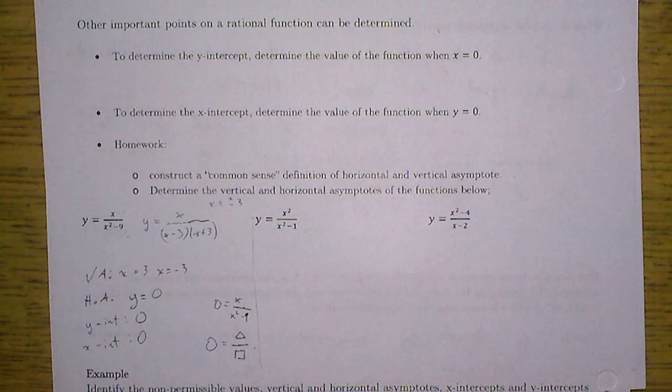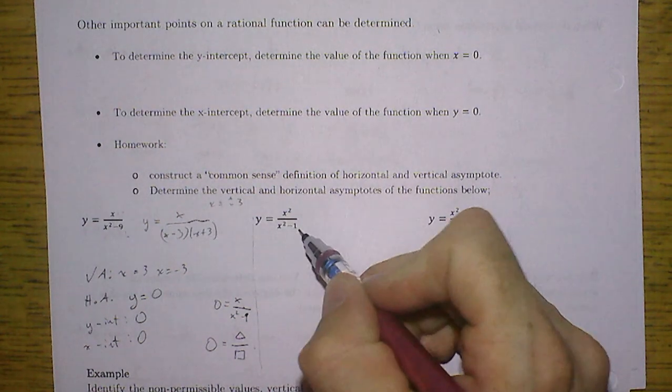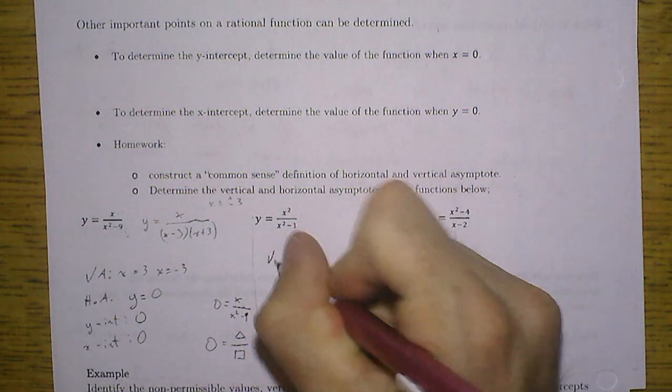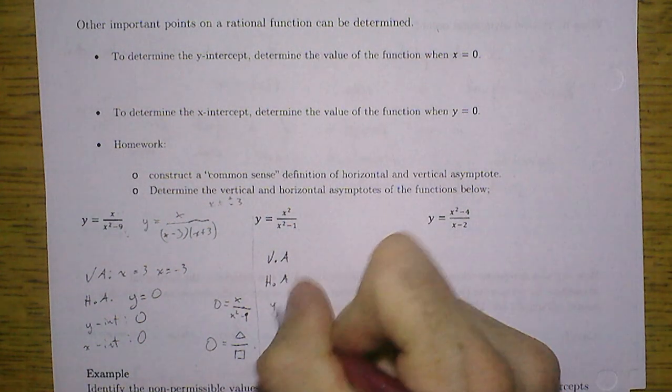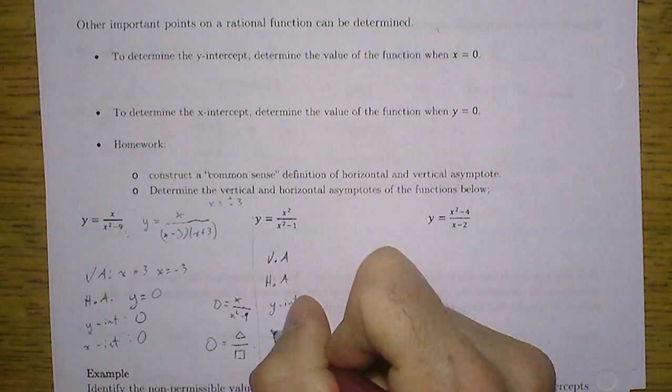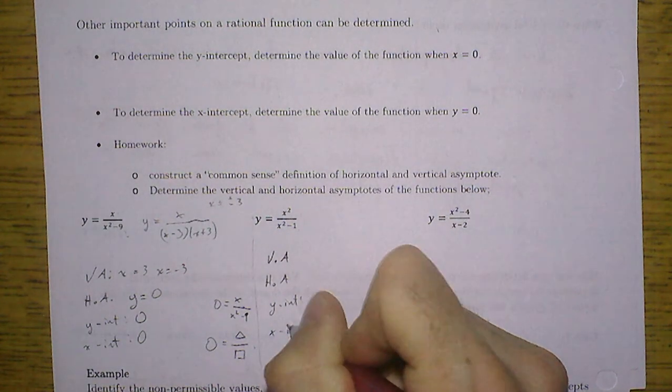But let's continue on. Looking at this, my vertical asymptote. Let's move on, press pause. Maybe you try to calculate your vertical asymptote, your horizontal asymptote, your x-intercept, and your y-intercept.